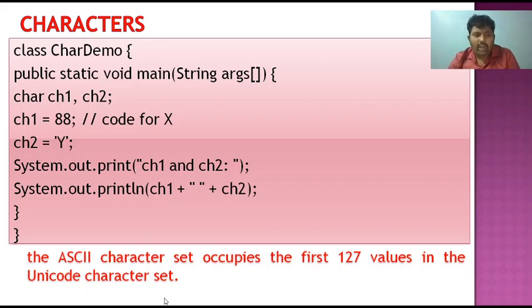The important thing we need to remember is that many programmers already know the ASCII values for each and every character. That's why in Java also, the first 127 values in the Unicode character set are supported the same as in ASCII. So whatever characters are there in ASCII up to 127, the same characters are used in Unicode also.